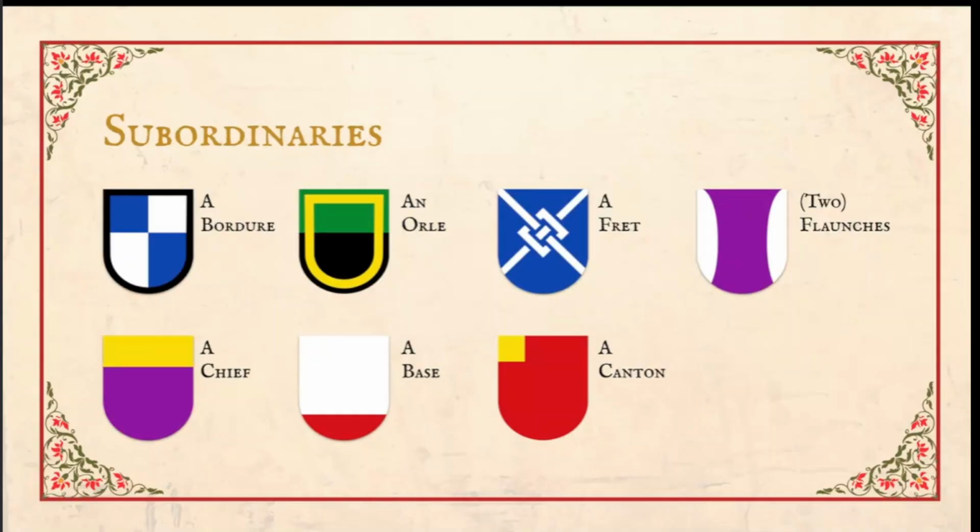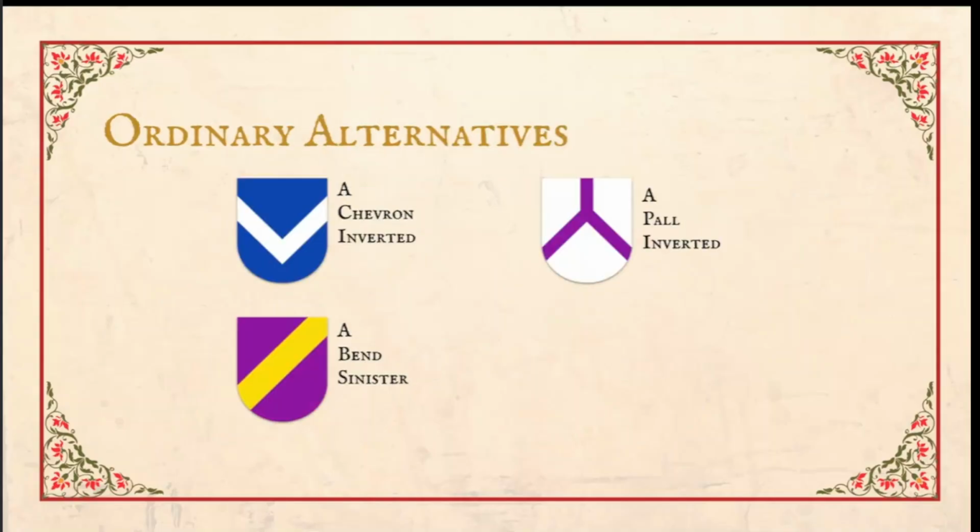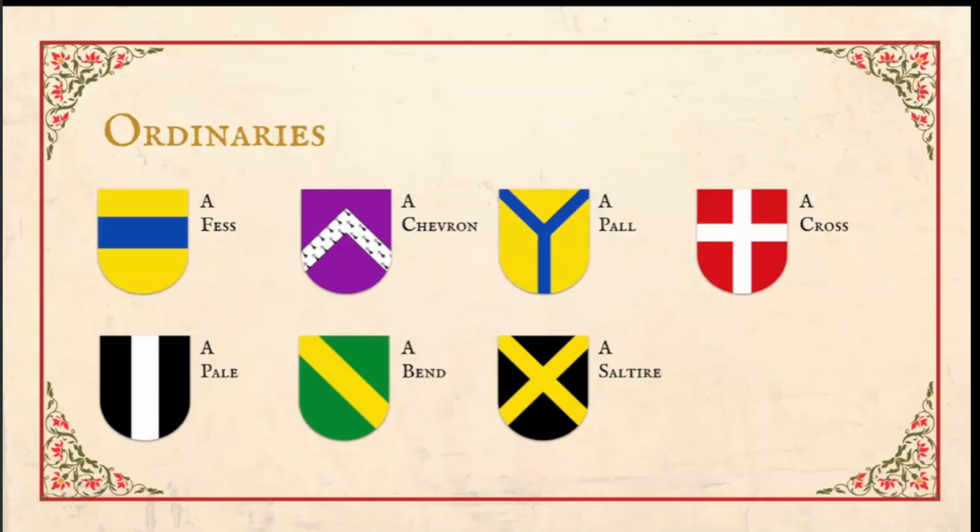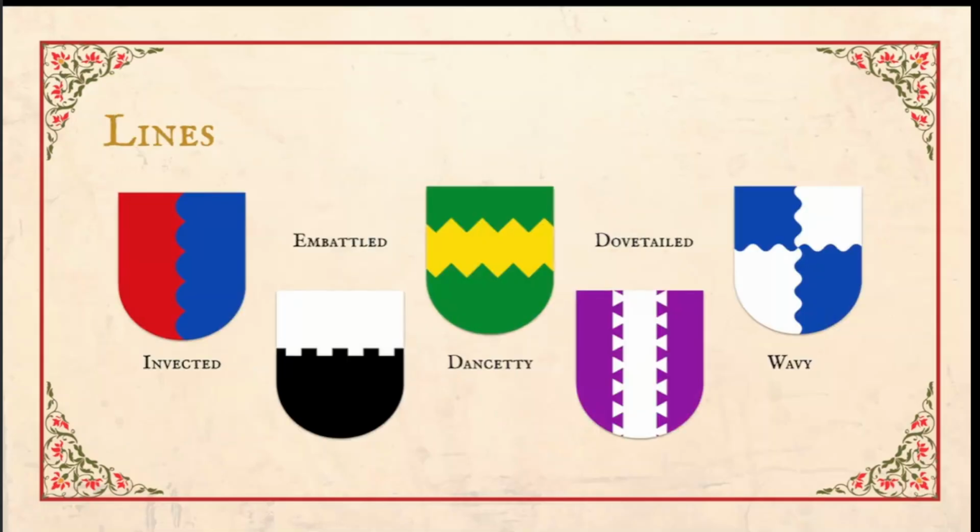Everything that I've been showing you so far has just been nice straight lines. Nice straight lines on the chevrons, the pales, and the bends, the fesses and stuff. But you don't have to do nice straight lines if you don't want to. We call those decorative lines.